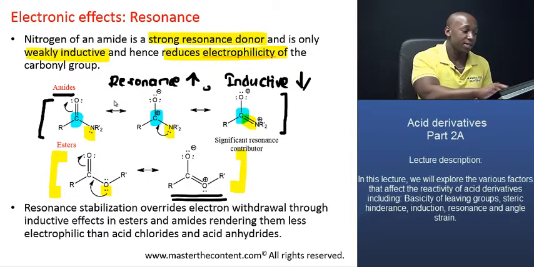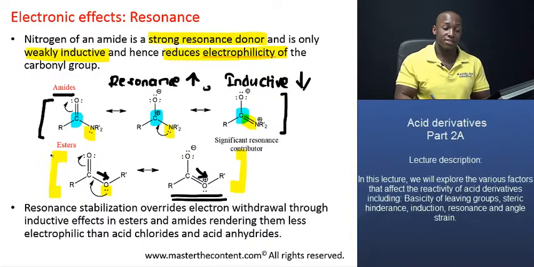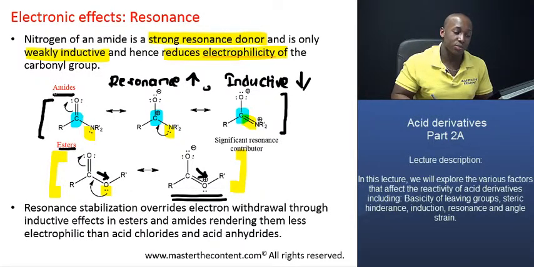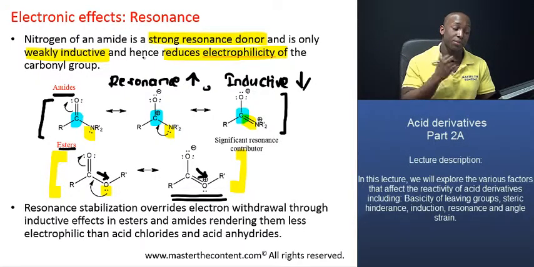So what's going to happen in this case is that although esters do have somewhat of a resonance effect, reducing the reactivity of the carbonyl group, that effect is somewhat overcome by the inductive electron withdrawal that also occurs as a result of the electronegativity of the oxygen group. So resonance is not that much of a problem for esters as far as their reactivity is concerned, which is why esters will be more reactive than amides, but less reactive than acid chlorides or acid anhydrides.